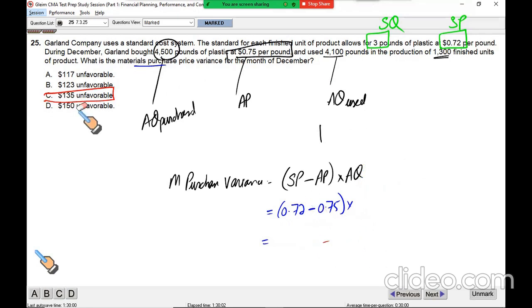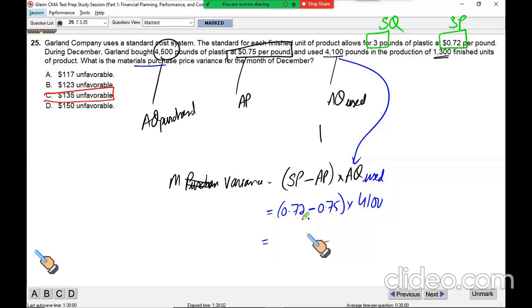Remember, our answer is 135. Let's say if the question said material price variance for quantity used, then in that case, I will use the quantity used, and this is my quantity used, 4,100. In that case, my answer would be 0.72 less 0.75 multiplied by 4,100.